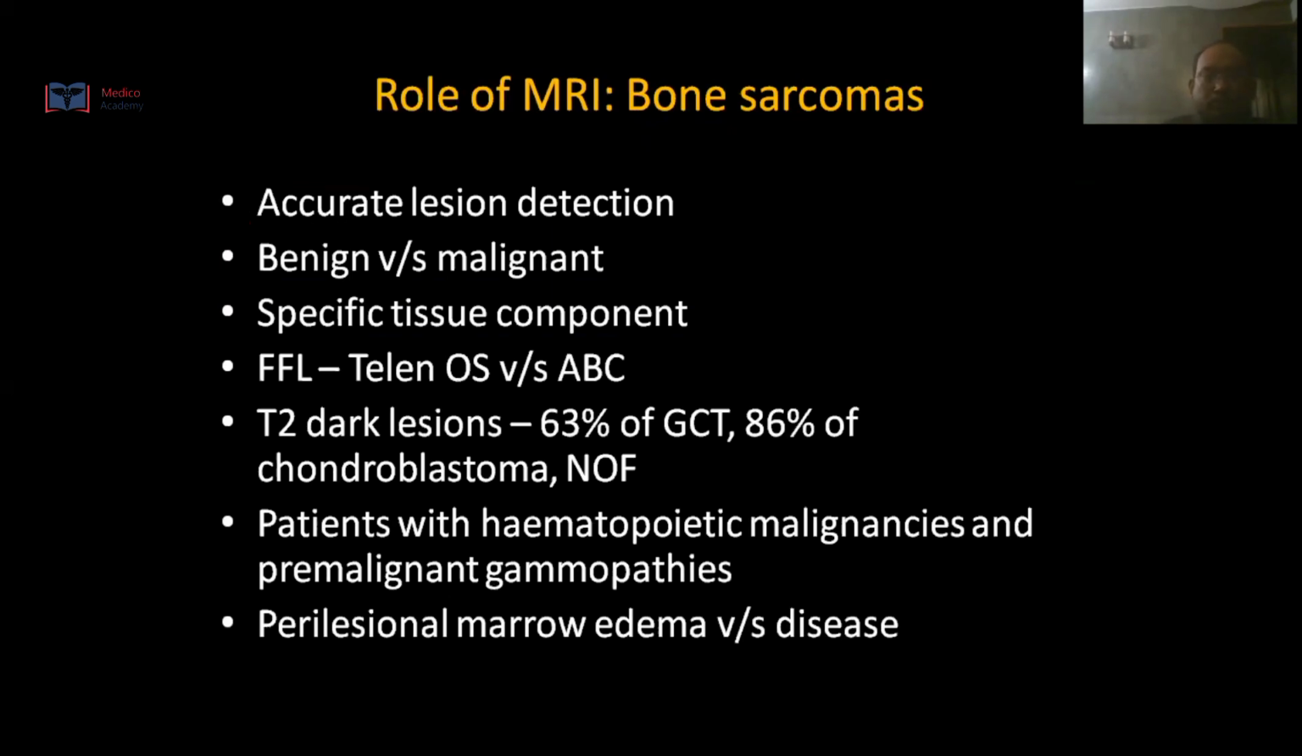In case of bone sarcomas, the MRI has a very specific role in accurate lesion detection to differentiate between benign and malignant lesions. Specific soft tissue components need to be assessed. In case of fluid levels, such as in telangiectatic osteosarcoma versus that of a bone cyst. There are some T2 dark lesions, such as in 63% of giant cell tumors and 86% of chondroblastomas. Similarly, in case of non-ossifying fibromas. Patients with hematopoietic malignancies and pre-malignant gammopathies have a very good assessment on MRI. Similarly, perilesional marrow edema needs to be differentiated from the disease.